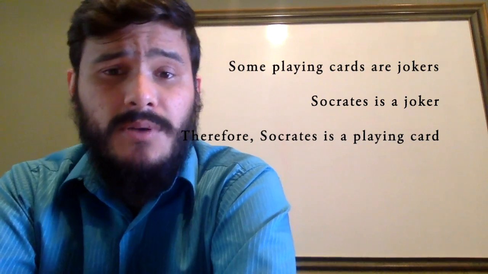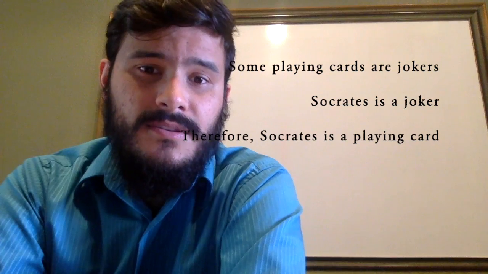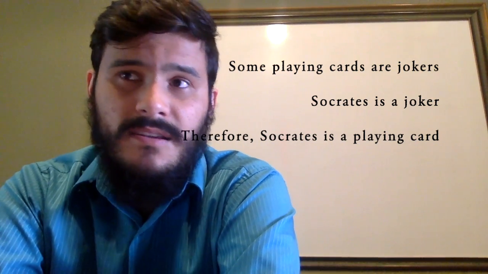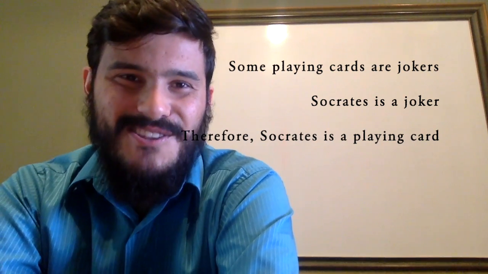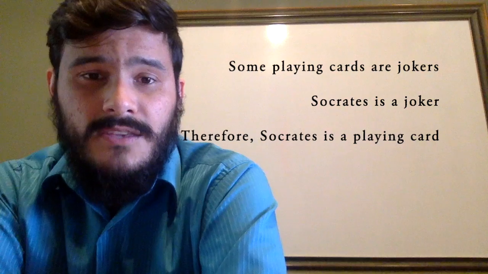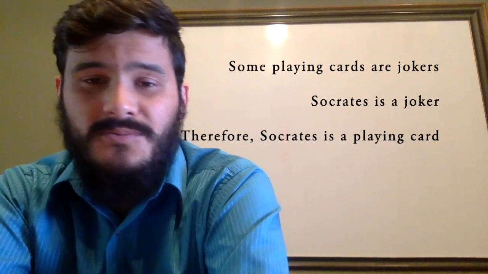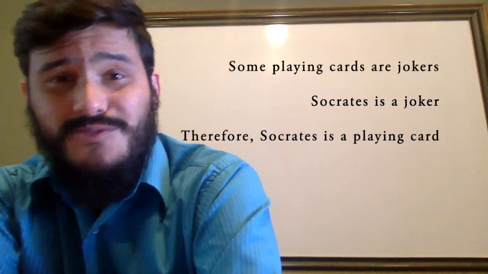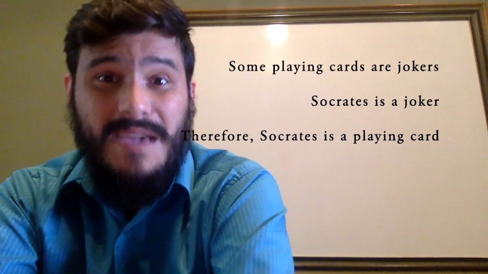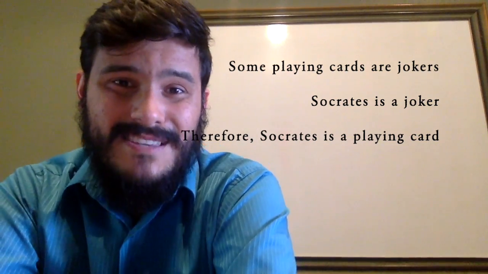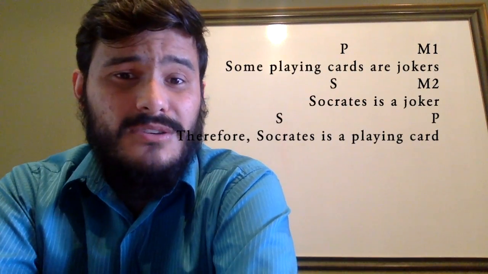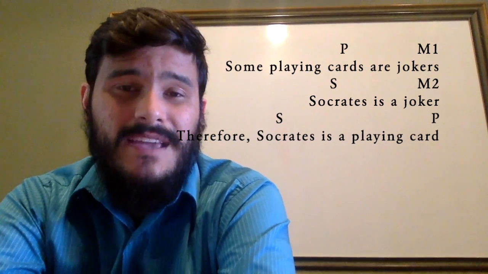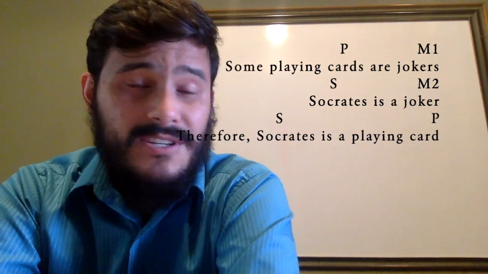But you could say that both of the premises are true. Some playing cards are jokers. Well, yes, if the definition of joker that we're using is the playing card that goes before queen and king. You could also say it's true that Socrates was a joker, if our definition of joker is a person who makes jokes a lot. So what happens here is that even though we have a single term, joker, we're actually using it in 2 different ways. So it's as if we actually have two middle terms, which, as we just saw, breaks the machine.